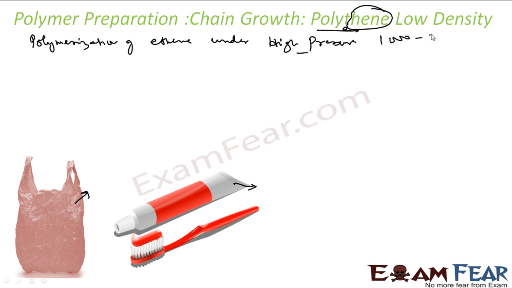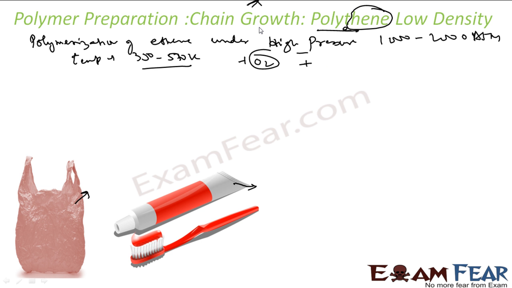Low density is under high pressure, very high pressure, almost 1000 to 2000 atmospheric pressure, and temperature is 350 to 570 Kelvin, this kind of temperature, plus a trace of oxygen. And obviously, since this is all chain growth, it needs some catalyst to initiate the reaction and to form the active ethene. And for that, we'll use peroxide. We can use any peroxide. We can use benzoyl peroxide to act as catalyst.